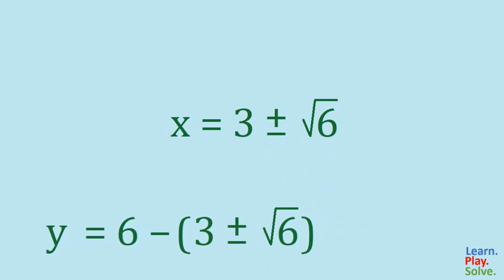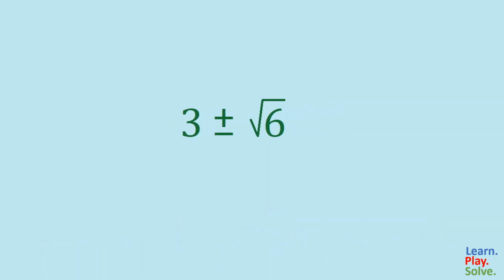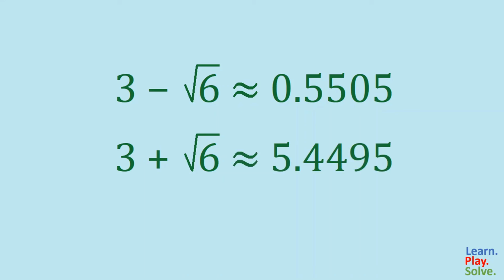If we simplify, we get the same thing. So these are our two numbers, 3 minus the square root of 6 and 3 plus the square root of 6. These come out to approximately 0.5505 and 5.4495. You can check these values with a calculator and see that their sum is indeed twice their product, and the sum of their squares is 30.